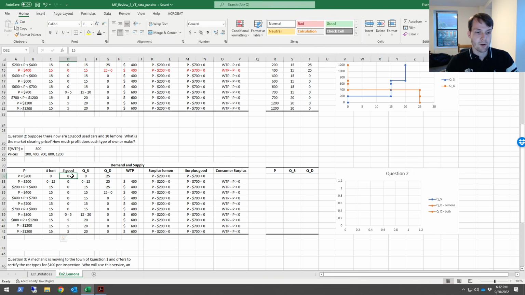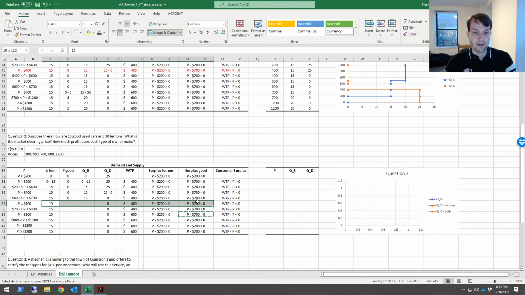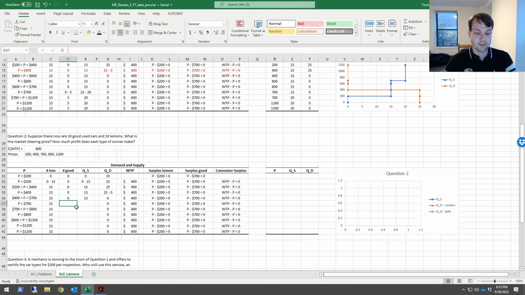For the good cars, we know at below 700, nothing is going to be sold, so we know that this changes. At 700, we had the same rationale as before, namely that the surplus is exactly 0, so the quantity is going to be anywhere between 0 and 5, total quantity between 15 and 20. And for all higher prices, all the good cars are going to be sold, or at least available in the market, let's say. And therefore, for all these prices, the quantity sold is going to be 20.